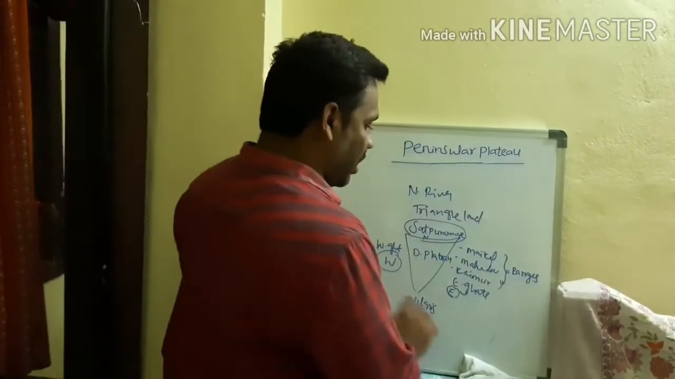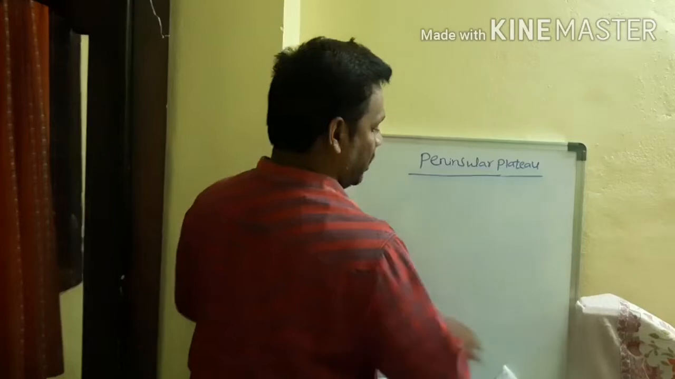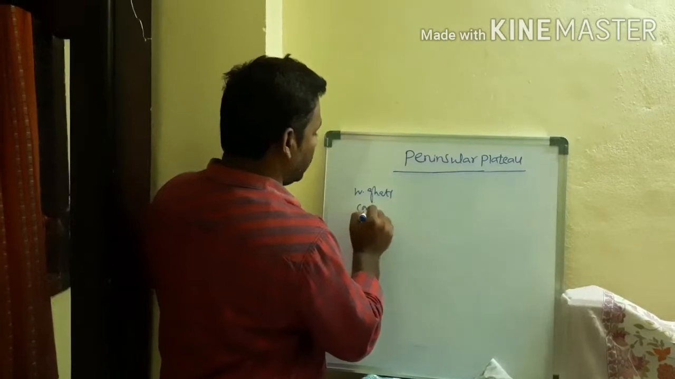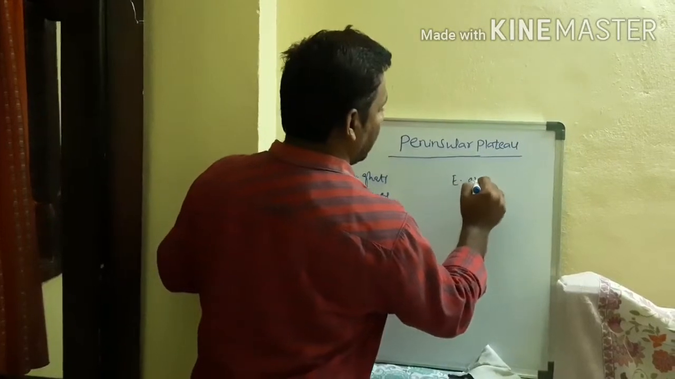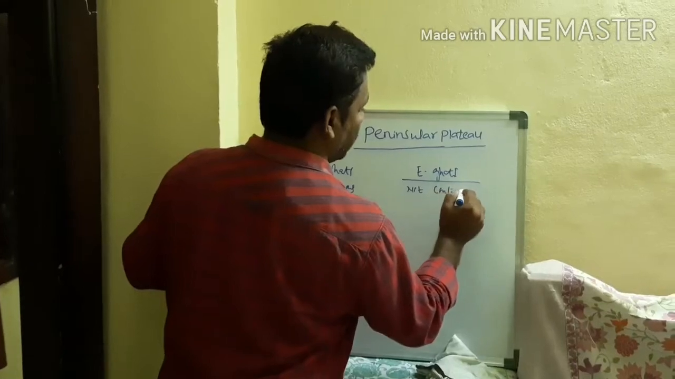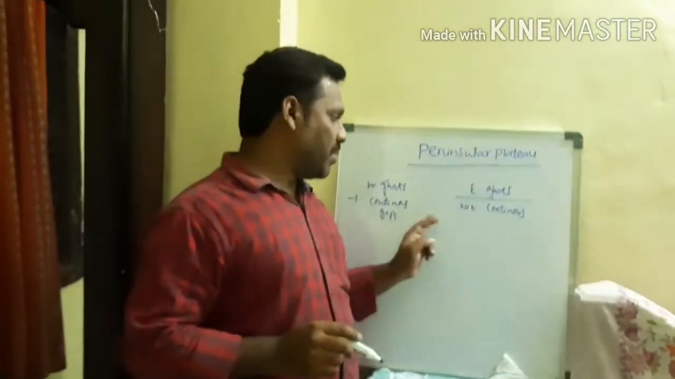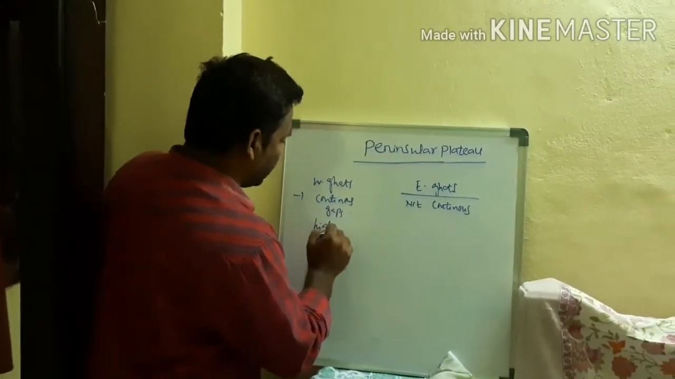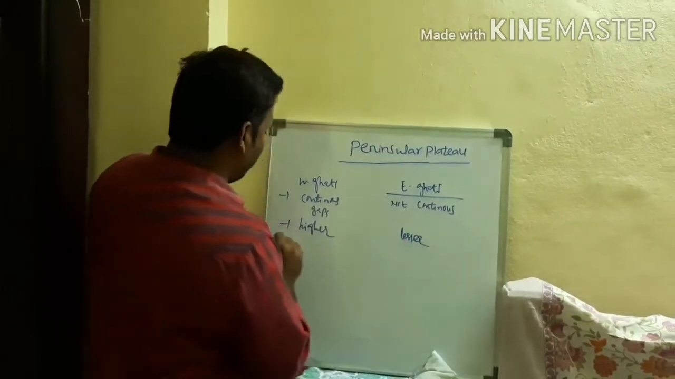Now the comparison of Western Ghats and Eastern Ghats. Western Ghats are continuous, having only a few gaps, and Eastern Ghats are not continuous. Next, Western Ghats are higher than the Eastern Ghats. Eastern Ghats are lesser in height than the Western Ghats.